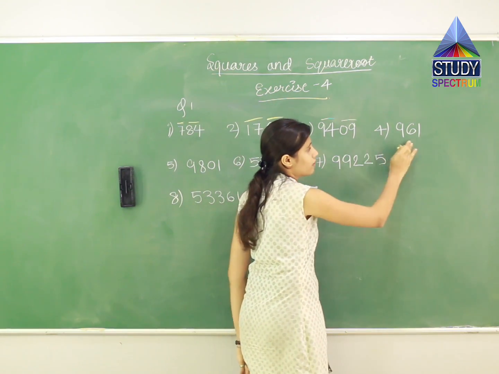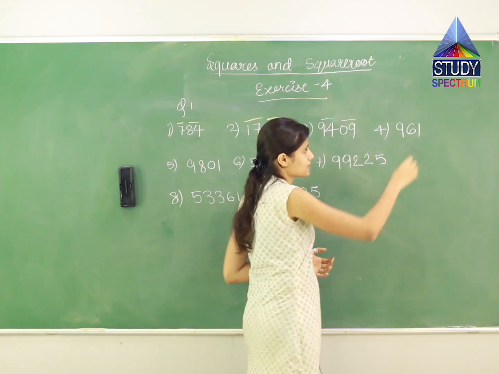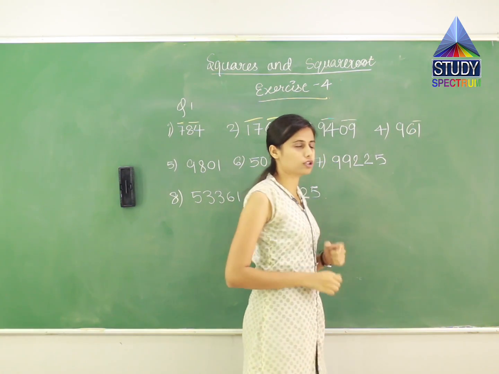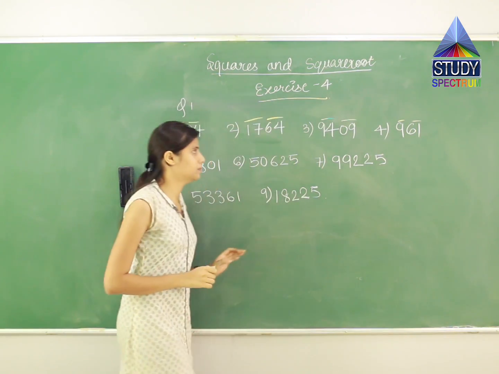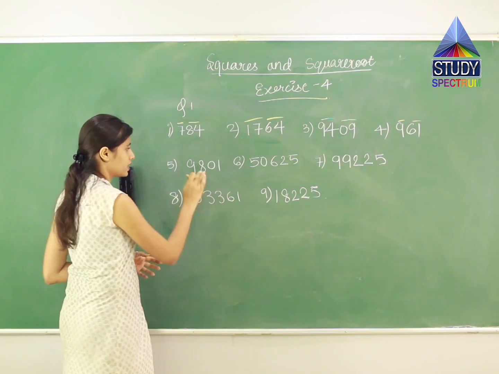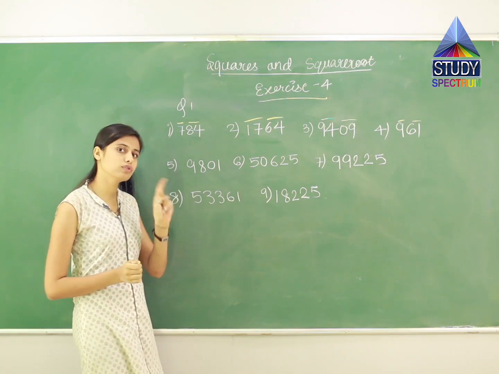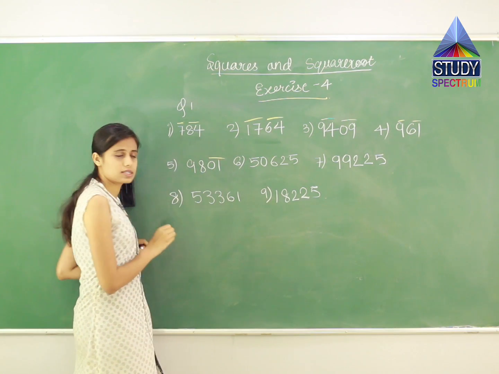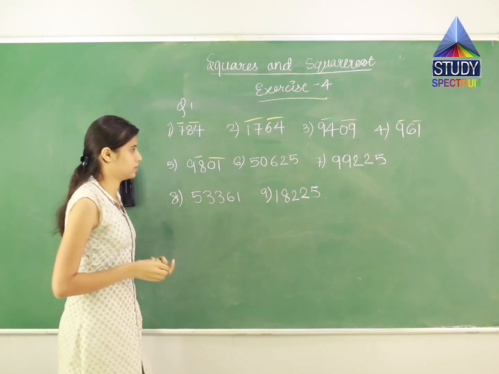Now this fourth question. Over here 3 digits are there. So how to form a group? Yes, from the back side. So 61 will form one group and 9 will remain single. Same with the fifth question. Over here there are 4 digits. So a pair will be formed from the end, a pair of 2. So this 01 will form one pair and 98 the other.